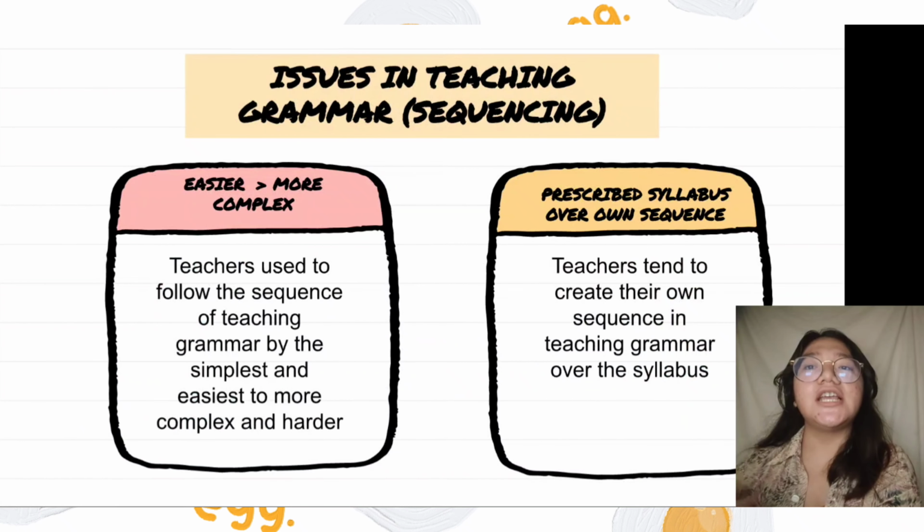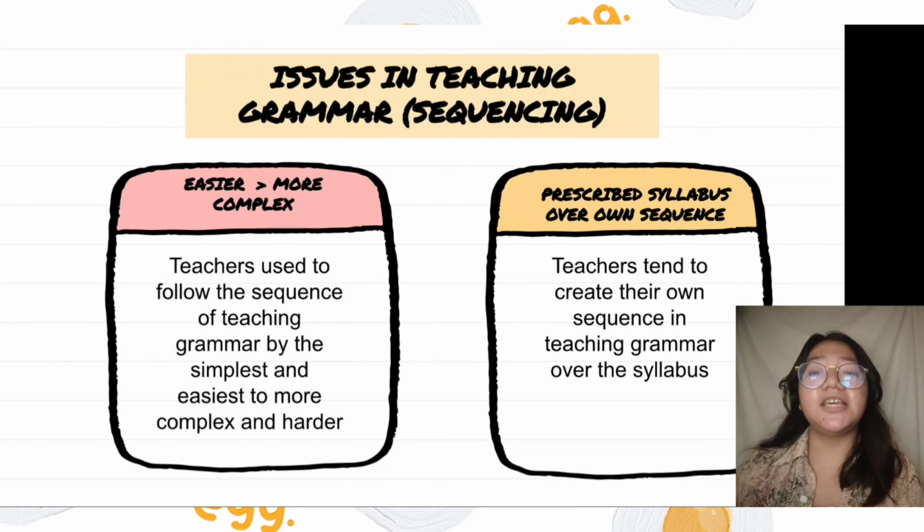So, what are the issues in teaching grammar? Under sequencing, number 1 is easier to more complex. Teachers used to follow the sequence of teaching grammar from the simplest and easiest to more complex and harder. This means na sinusunod ng teacher yung pagkakasunod-sunod na pinakamadali sa pinakamahirap.